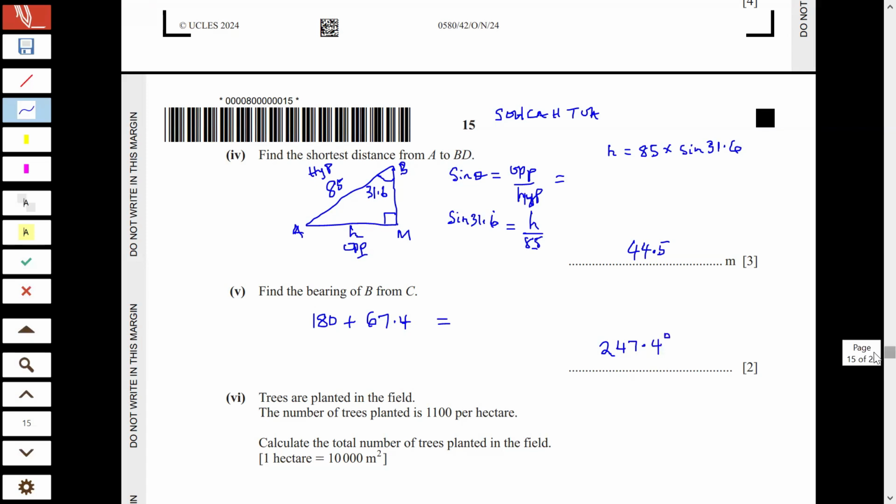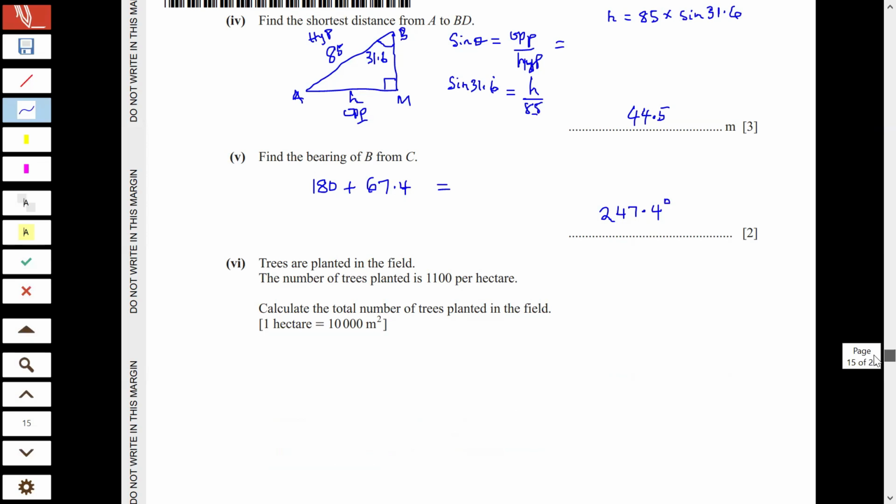Now the next question says, trees are planted in the field and the number of trees planted is 1,100 per hectare. Calculate the total number of trees planted in the field. Now, 1 hectare is equal to 10,000 meters square. So let's go back to the diagram, where we're told to calculate the total number of trees planted in the field.